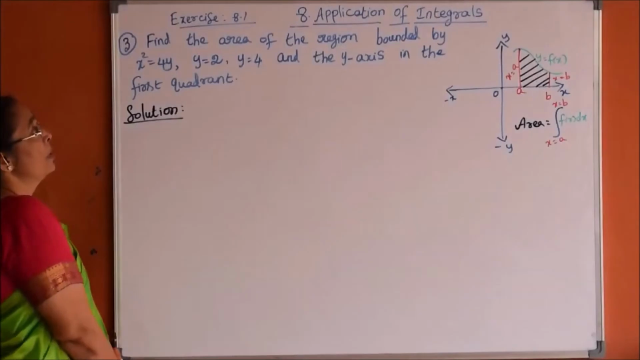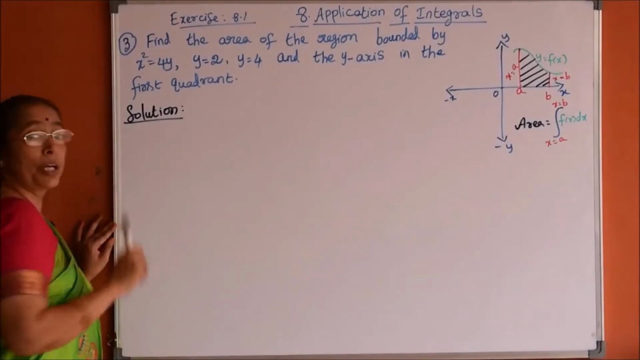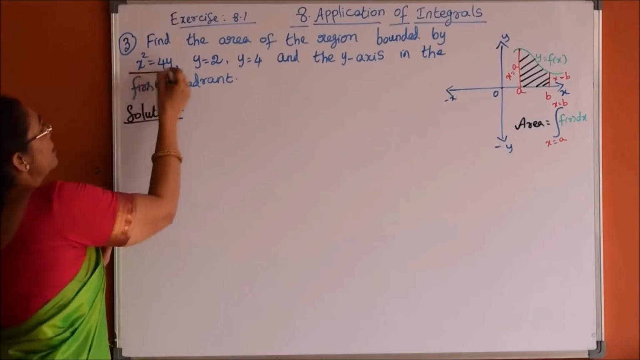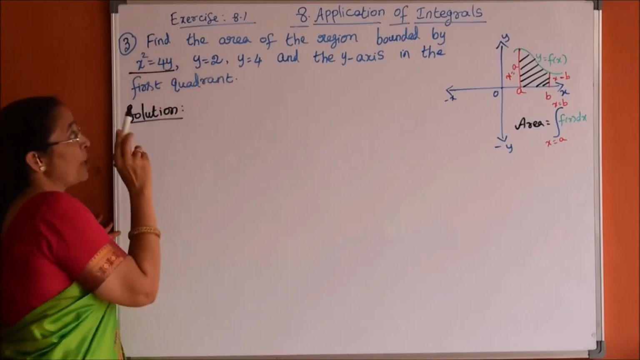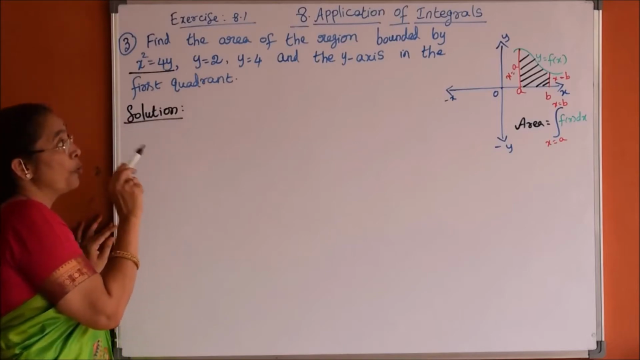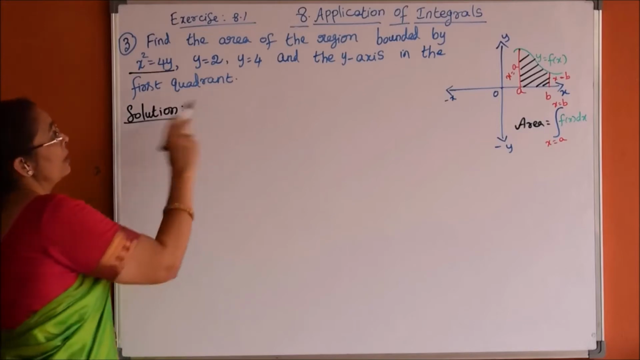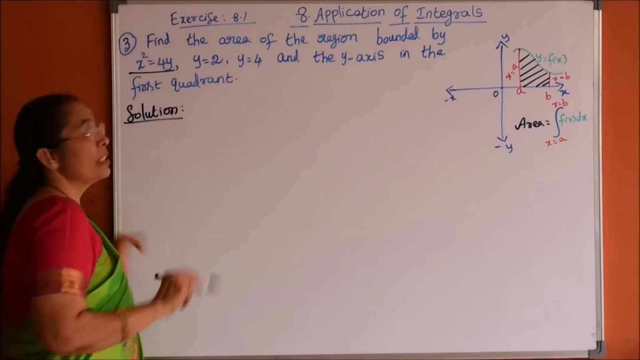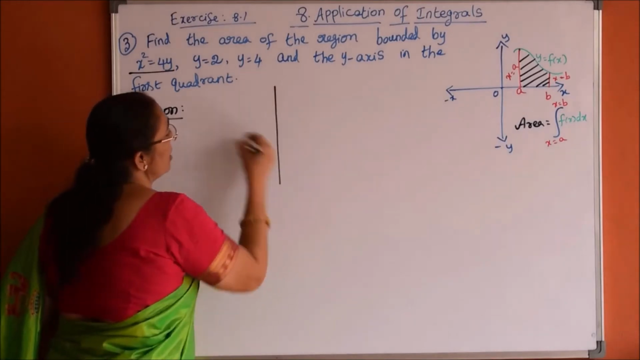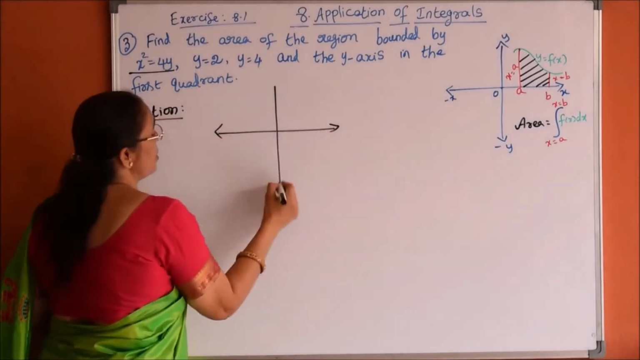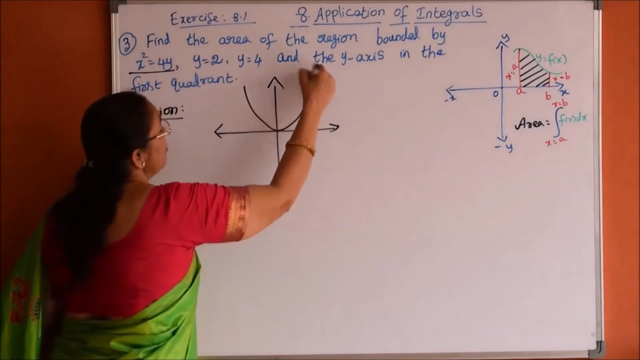Third problem, find the area of the region bounded by x square is equal to 4y. Here the curve is x square is equal to 4y, between the lines y is equal to 2, y is equal to 4 and the y axis in the first quadrant. Now this is little different. This is with the y axis. So for this we can draw the curve, x square is equal to 4y is the upward parabola. So the curve will be like this.